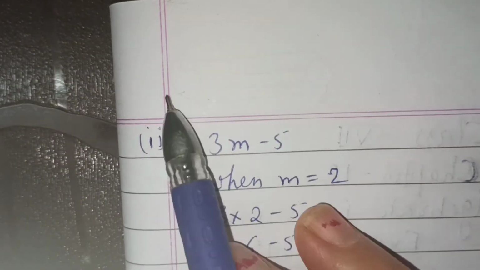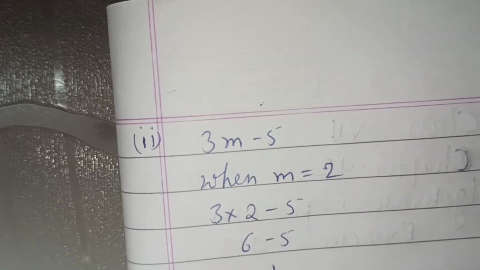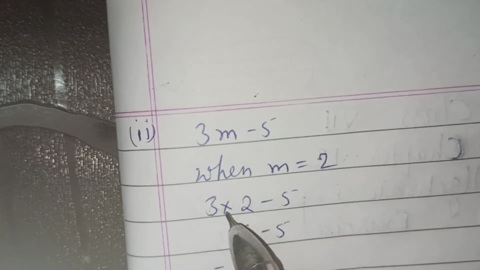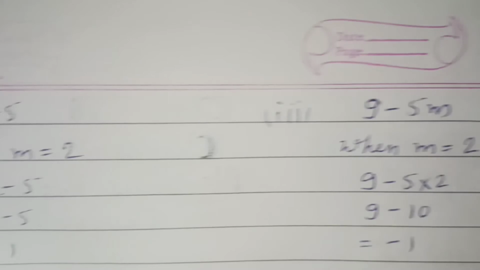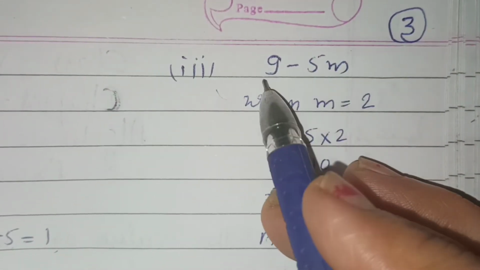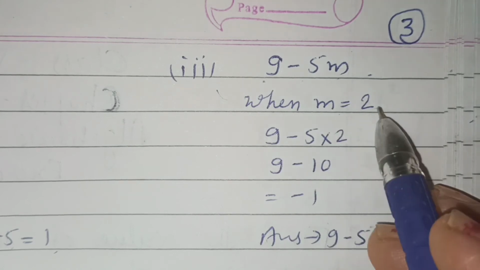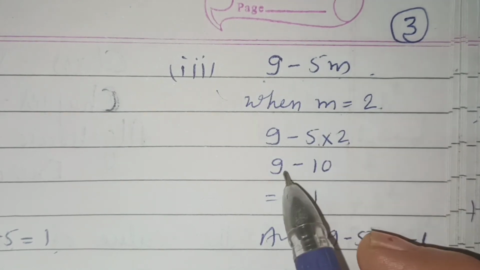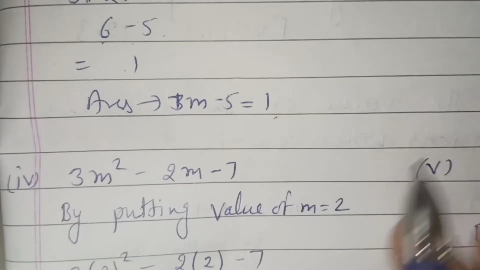Now take this expression 3m minus 5. When m is equal to 2, we are putting the value of m as 2 here, and 3 into 2 minus 5, 6 minus 5 is equal to 1. The answer is 1. Now see this expression 9 minus 5m. Put the value of m here. When m is equal to 2, 5 2s are 10 and 9 minus 10 is equal to minus 1. So the answer will be minus 1.